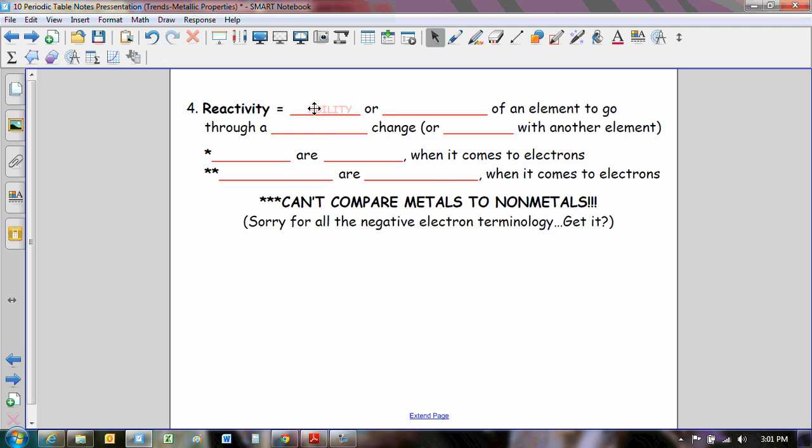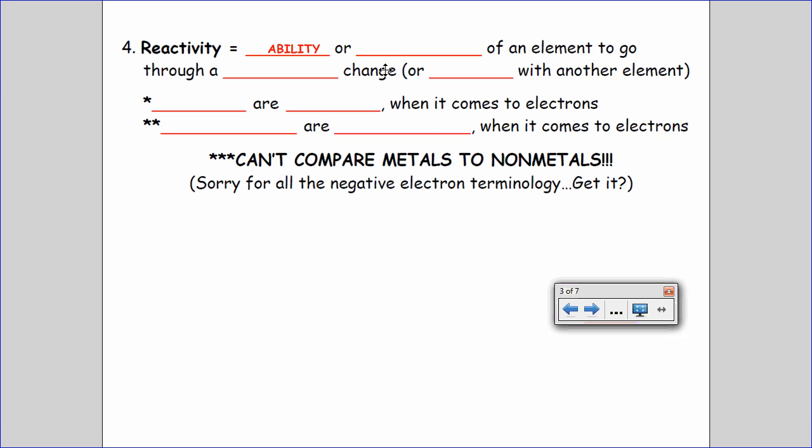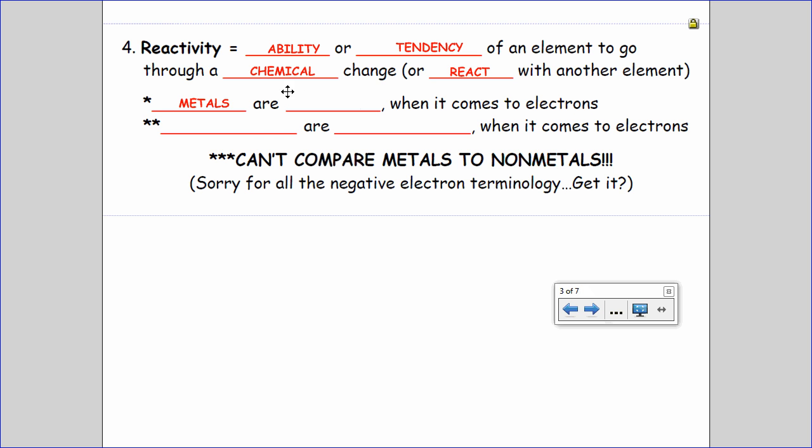For reactivity, it's the ability or the desire for an element to go through a chemical change or react with another element. Metals are losers when it comes to electrons. They have no ability to hold on to them. Non-metals are bullies. They're winners. They steal. So you can't compare the two. They're totally different types of elements.